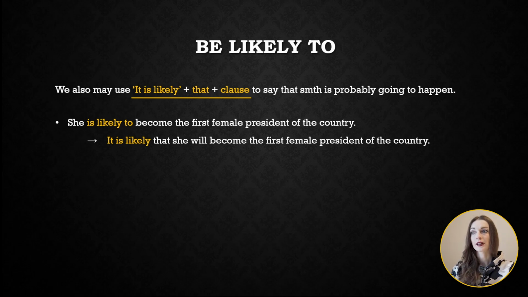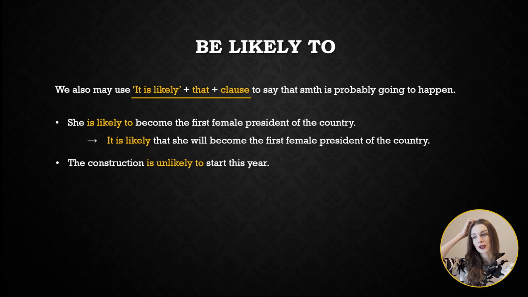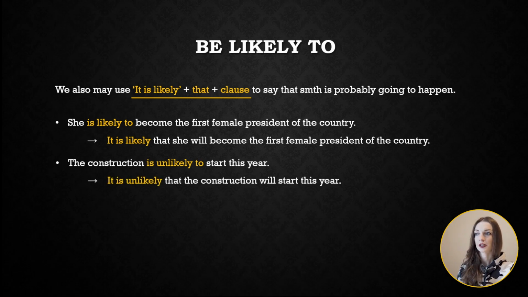It is likely that plus a subordinate clause. She will become the first female president of the country. The construction is unlikely to start this year. It is unlikely that the construction will start this year. Likely can take a negative prefix.